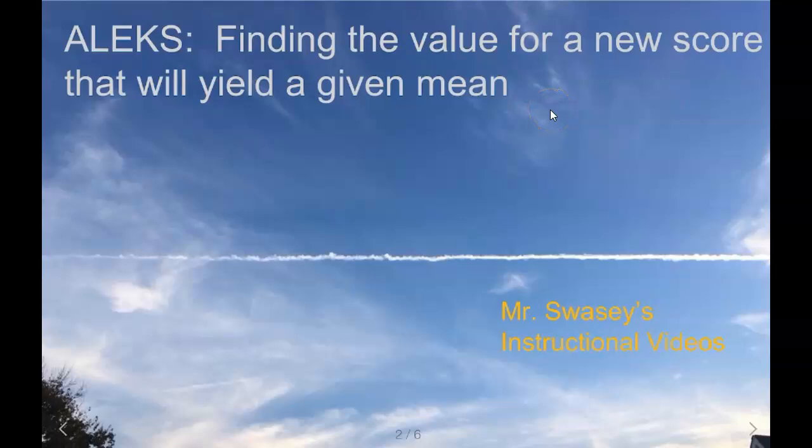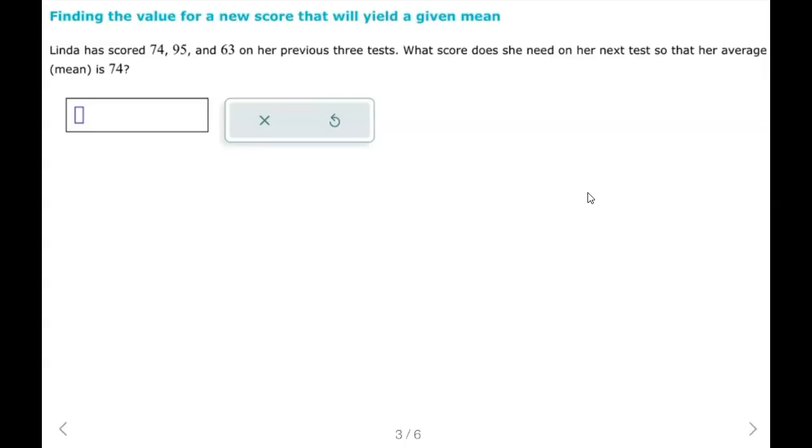All right, mathematicians, this time we are finding the value for a new score that will yield a given mean. So we'll have a specific mean we're trying to go for, a specific average, a mean, also known as the arithmetic average. So we've got three tests. On the three tests, Linda has scored 74, 95, and 63.